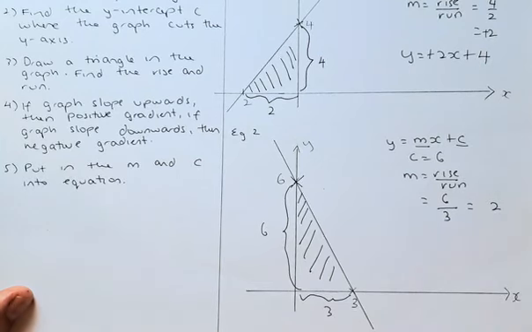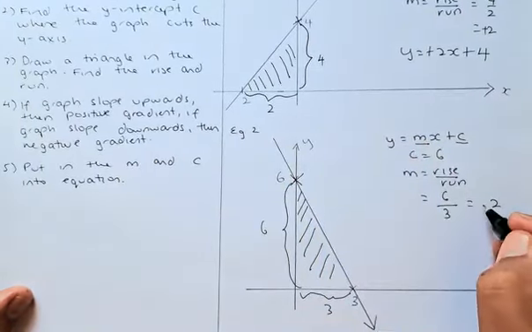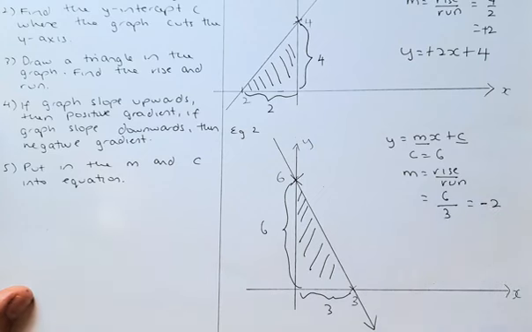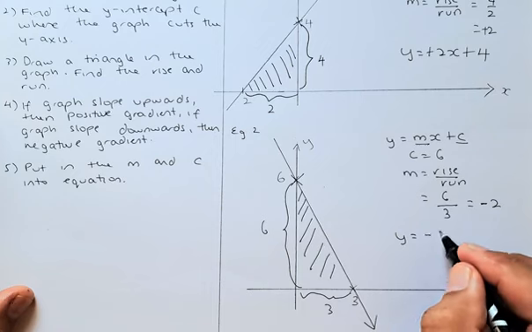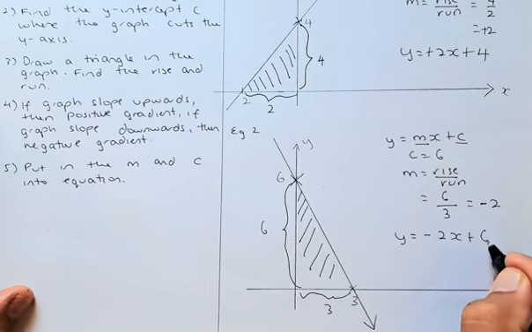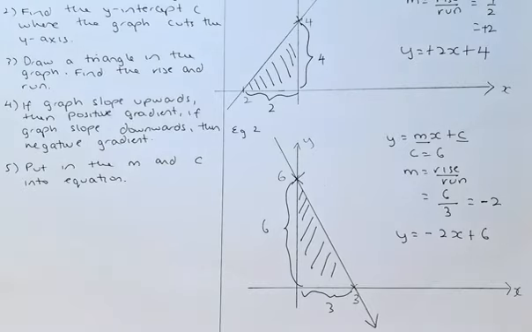Next step, you tell me whether it is a positive or negative gradient. Is the graph going up or down? It's going down, so the gradient is negative 2. So your equation is going to be y equals m, which is minus 2x, plus 6, because your c is 6. That is how you calculate the equation of a line.